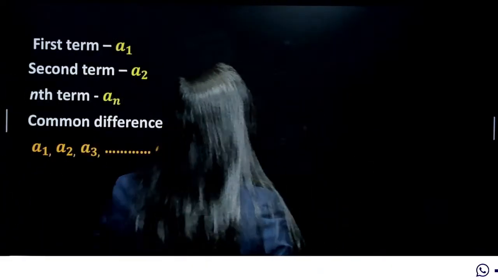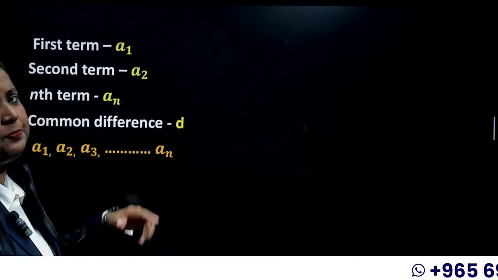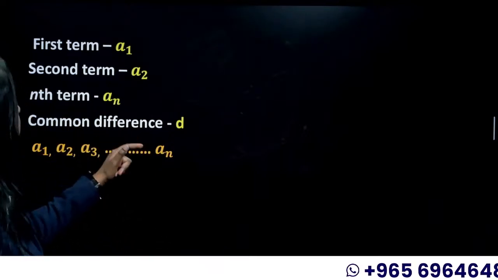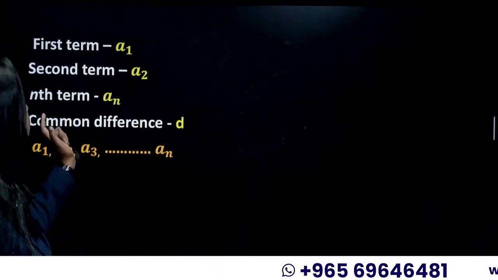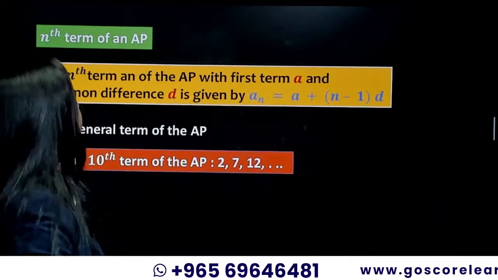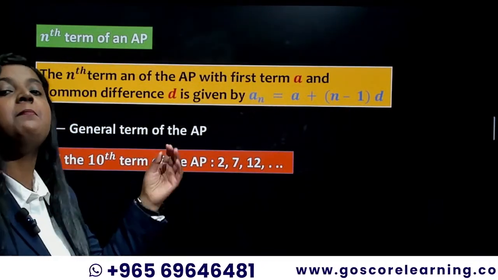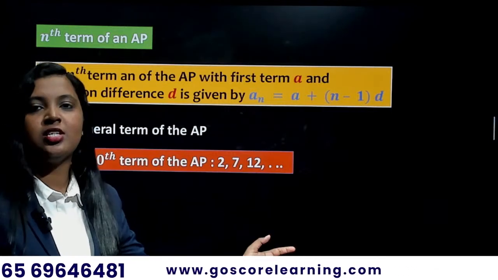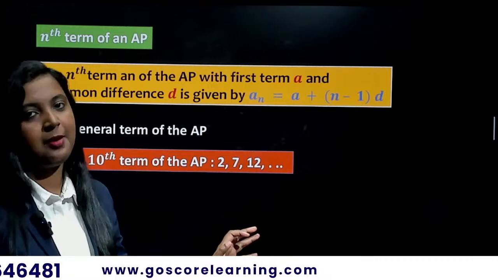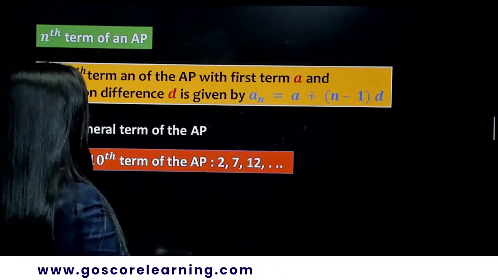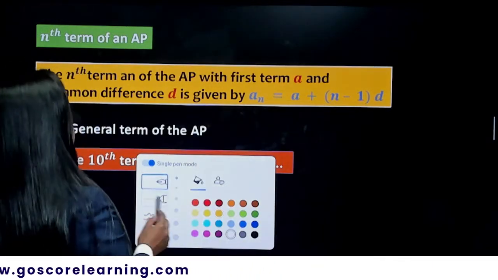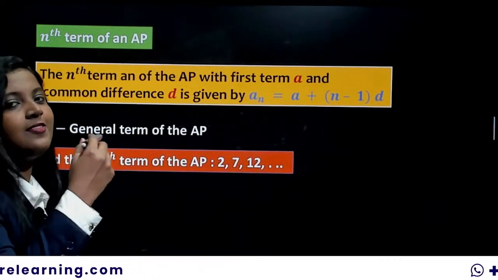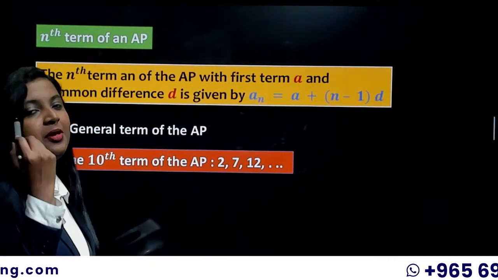Okay, and moving to the next one, the first term denoted as A1, second term as A2, nth term as AN, and the common difference is D. Okay, like that. And then the nth term of an AP. Okay, this is the main equation. Basically, this is one of the only two equations we have in this chapter. Okay, so make sure you know this equation. Even if I am calling you from sleep, you must answer this question, okay? Or you must tell me what is AN.